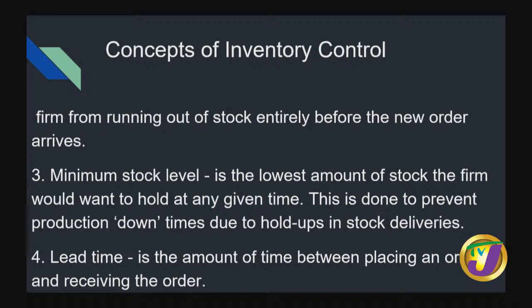Minimum stock level, and we can say that this is the opposite of your maximum. So if you should have 1,000 for your maximum, what is going to be your minimum? Is it going to be 100? So ensure that at all times you don't have below 100 stock in the warehouse.